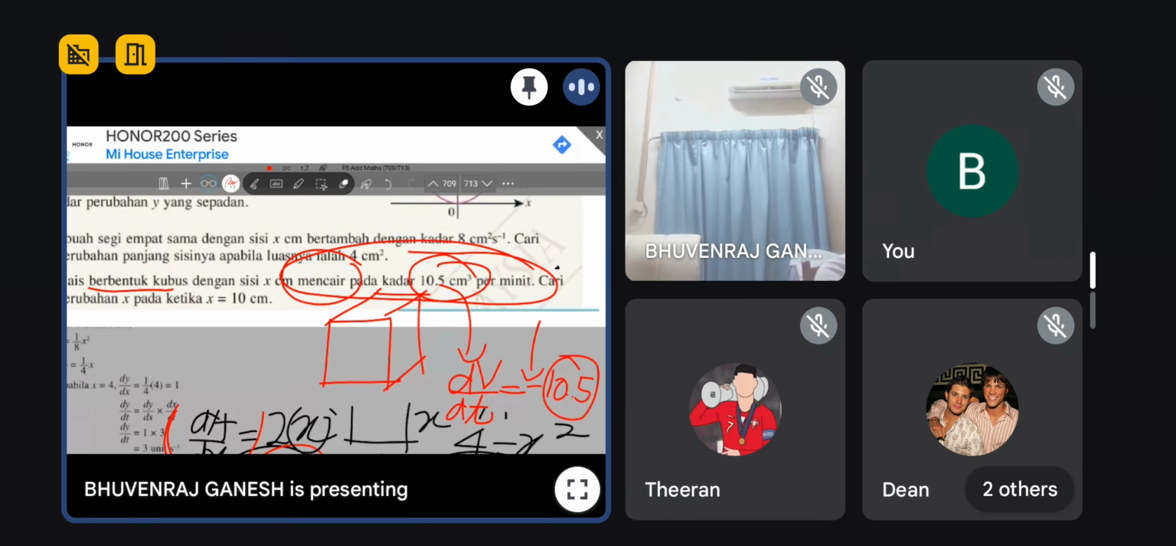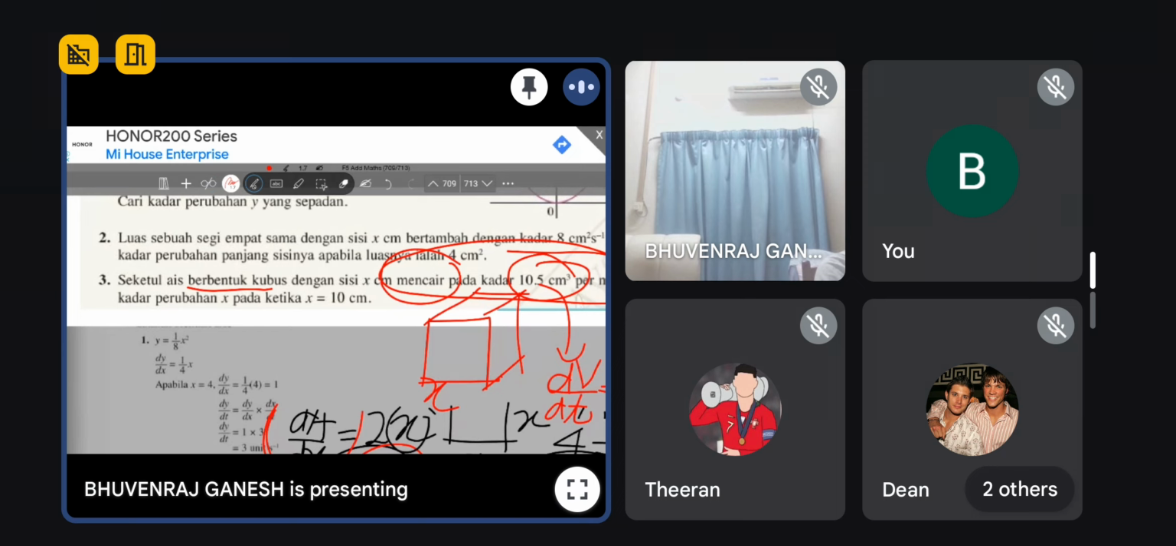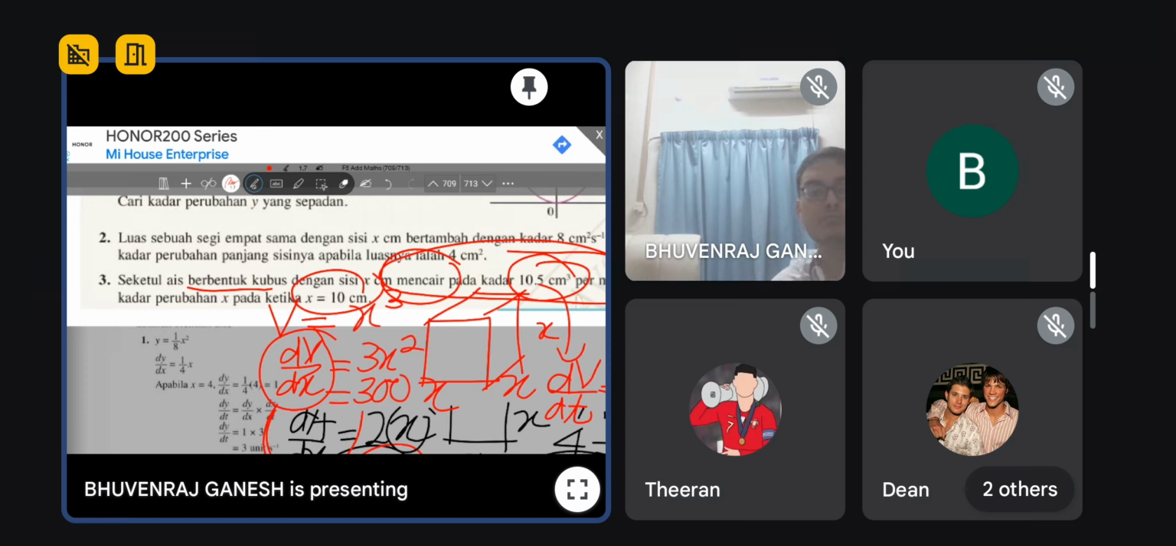Okay, so now, so you have a cube, x every single side. So you can say that volume equal to x cube, dv dx equal to 3x square. So you substitute x equal to 10, gantikan x sama dengan 10, you will get 300. Okay, so what is the unit here, guys? Can anyone tell me? dv dx, apa unit dia?